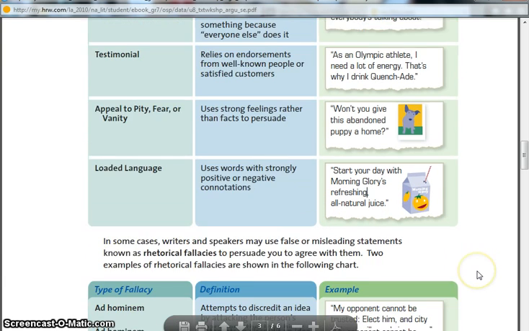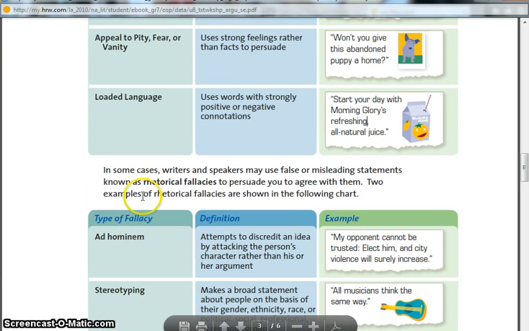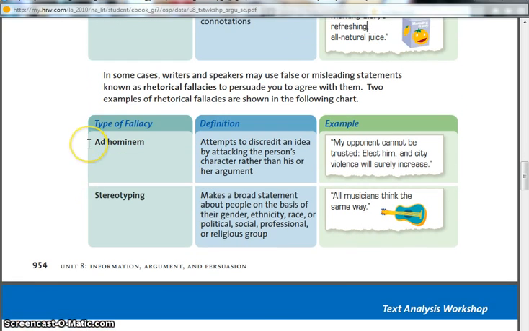Okay? Now, in some cases, writers and speakers may use false or misleading statements known as rhetorical fallacies to persuade you to agree with them. Two examples of rhetorical fallacies are shown in the following chart. The first one is called ad hominem. These are attempts to discredit an idea by attacking the person's character rather than his or her argument.